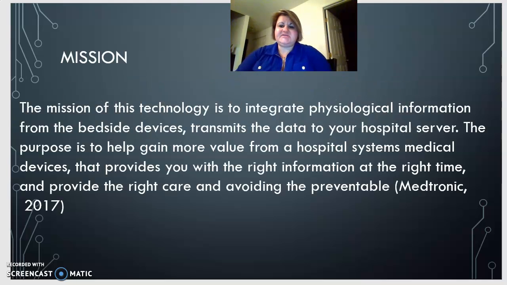The mission is to integrate physiological information from the bedside devices and transmit that data from those third-party devices to the hospital server. The main purpose is to gain more value from the hospital's medical devices, that provides you with the right information at the right time and provide the right care to avoid the preventable and to take care of your patient.